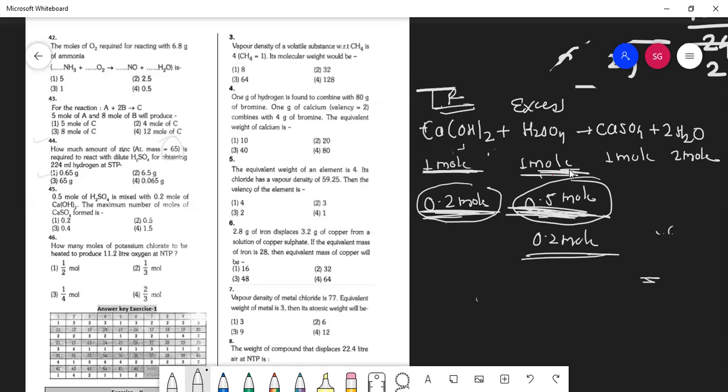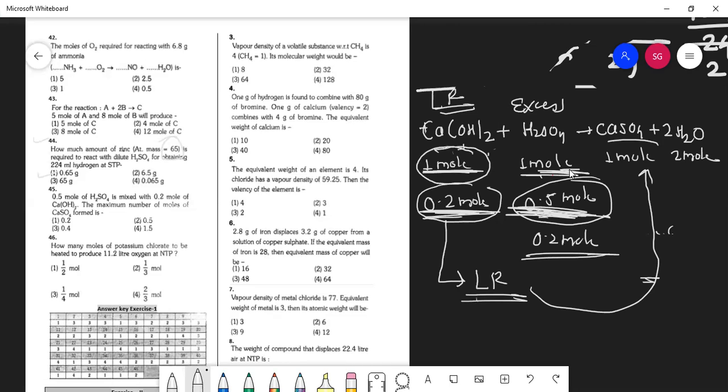So who decides the reaction? LR decides the reaction. And what is asked? The moles of CaSO4. Where is CaSO4 here? When calcium hydroxide was 1 mole, that time this was how much moles? 1 mole only. Now it is 0.2, how much will this be? 0.2. That is the answer.